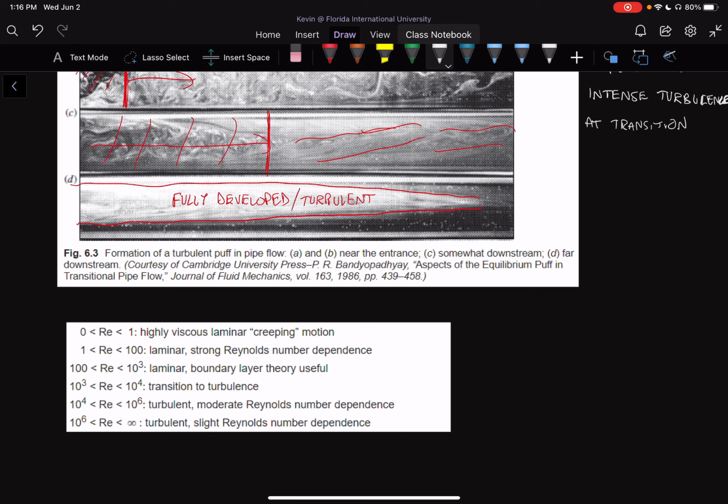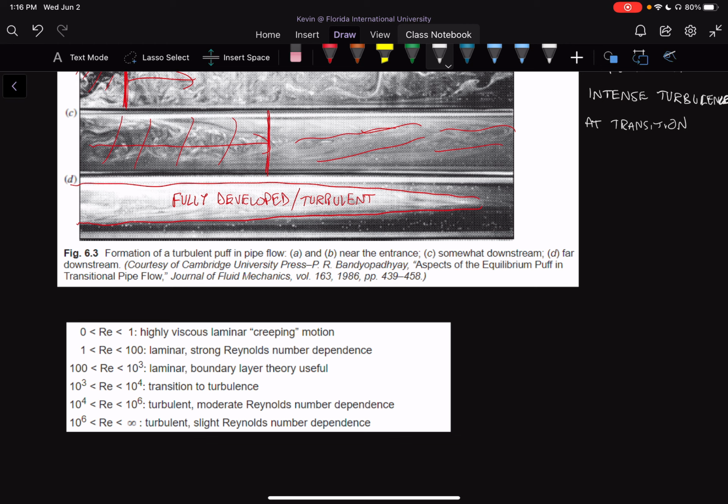So it's very important to know your Reynolds number because the flow is going to change a lot based on the Reynolds number. You're going to go from creeping motion to more of a regular, very slow, very organized water motion, for example. Then from 100 to 1000, you're going to get something called boundary layer theory. And we'll look at boundary layer theory later.